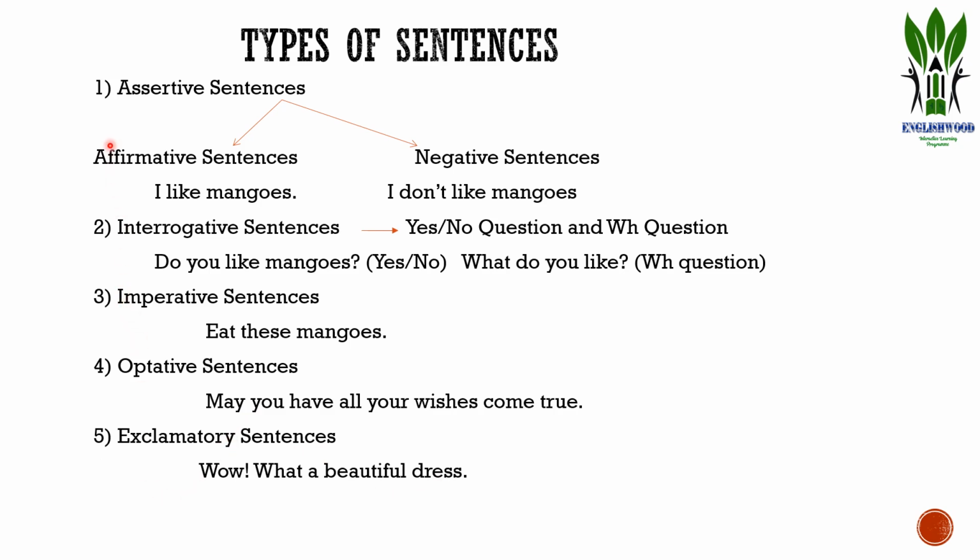Basically, sentences are of four types, 1, 2, 3, 4. This is extra, but we can also consider it as another important type of sentence. So the purpose of knowing these sentences is that either you have to make the assertive sentences, or you have to make interrogative sentences, or imperative sentences, or optative sentences. Basically, these 1, 2, 3 types of sentences are to be changed from one to another.